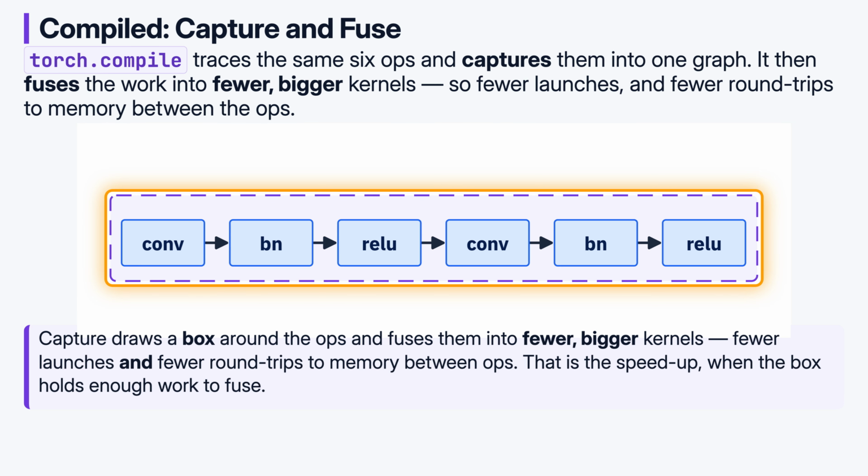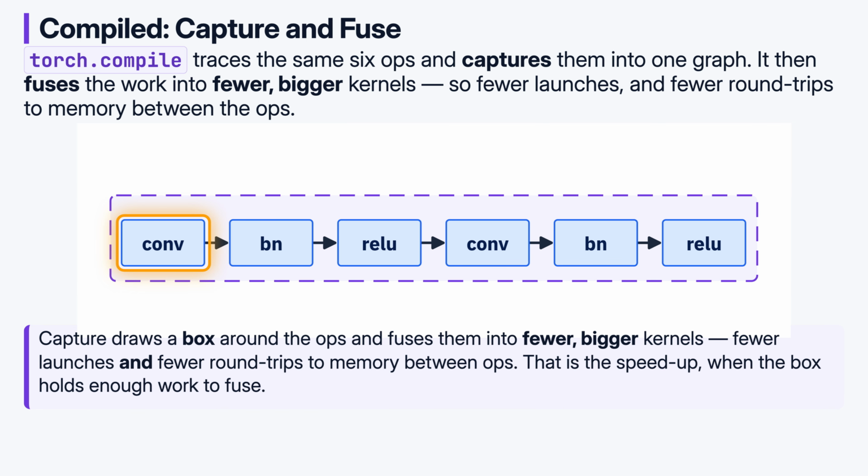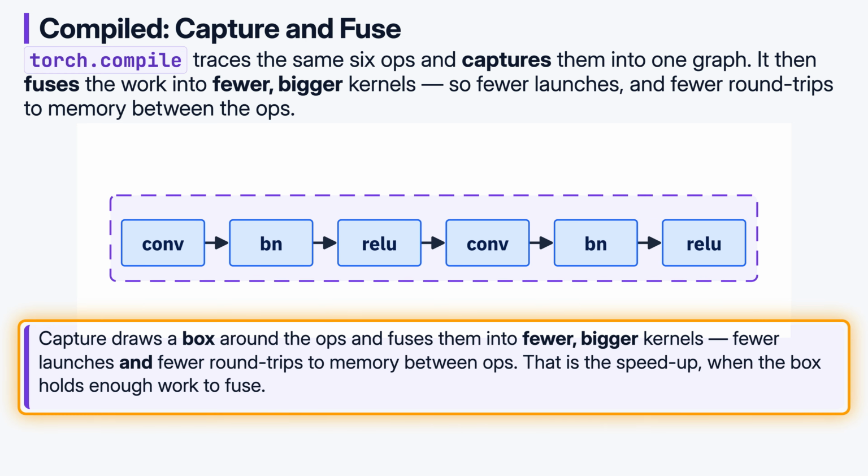Torch.compile traces the same 6 ops and captures them into one graph. This box marks the region it traces. All 6 ops now live inside that one box as a single captured graph. Compile fuses their work into fewer, bigger kernels. The launch toll is paid a handful of times, not 6. Capture draws a box around the ops and fuses them into fewer, bigger kernels. That means fewer launches and fewer round trips to memory. That is the speedup, when the box holds enough to fuse.